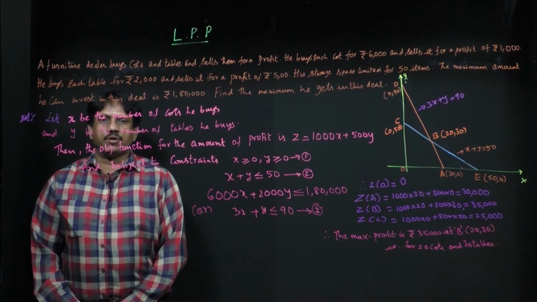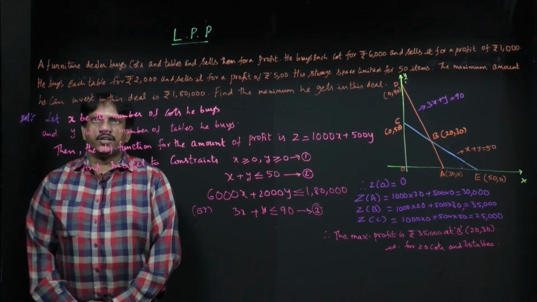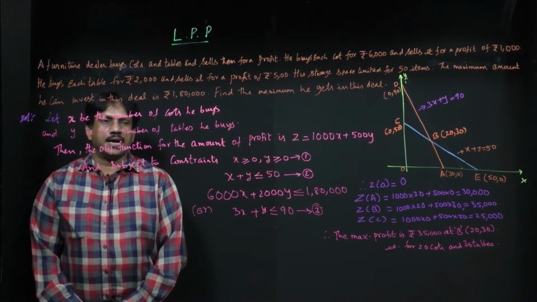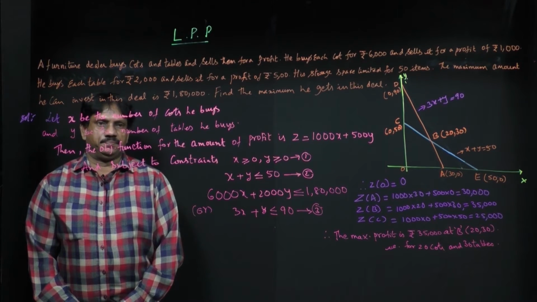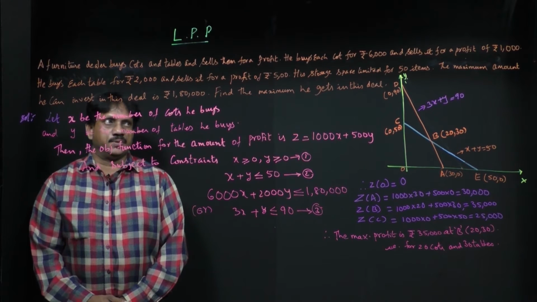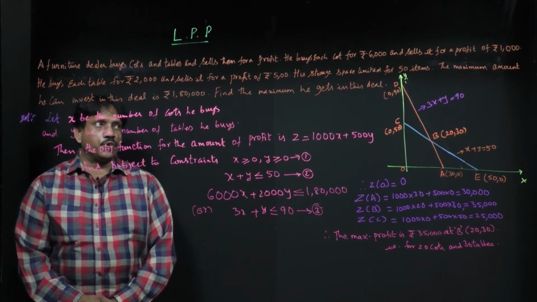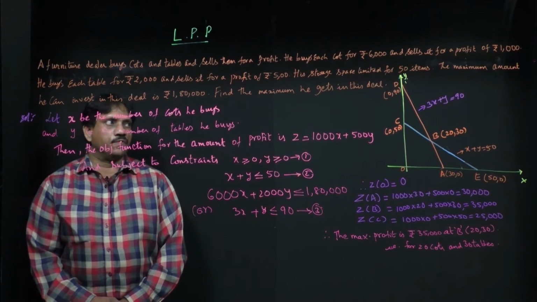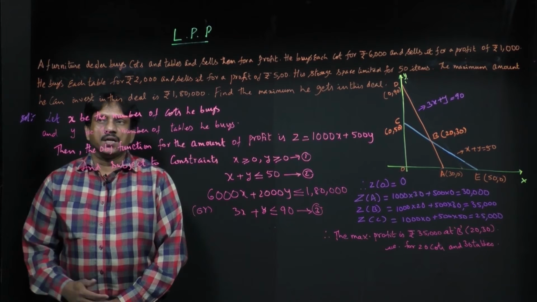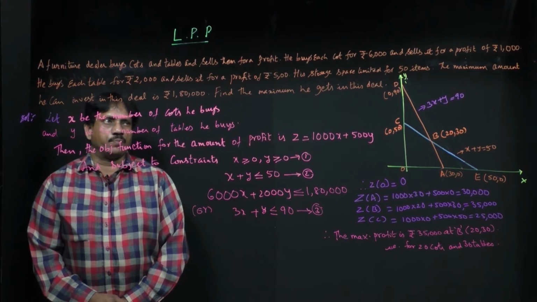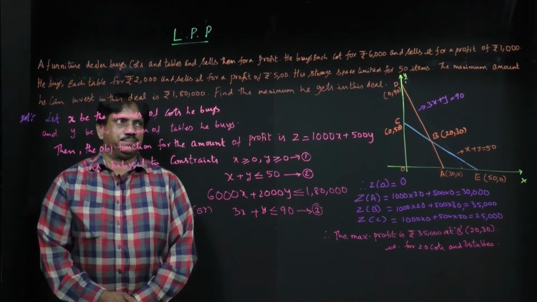Now we're going to discuss applications of LPP. Let us see. A furniture dealer buys cots and tables and sells them for a profit. He buys each cot for rupees 6,000 and sells it for a profit of rupees 1,000. He buys each table for rupees 2,000 and sells it for a profit of rupees 500.